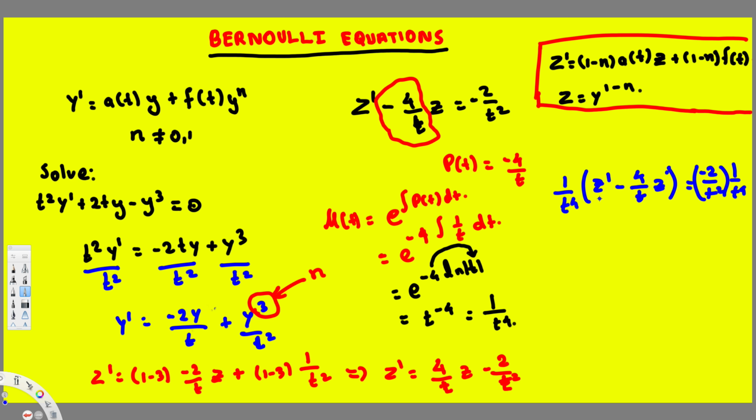After we got this, if you remember, this first term is the derivative, d over dt, of z over t to the power 4. If you find the derivative of this one, that's going to give the whole thing back. So we can write that this is equal to this one.